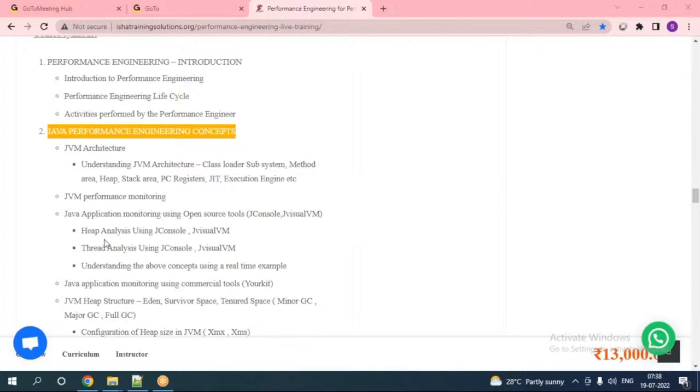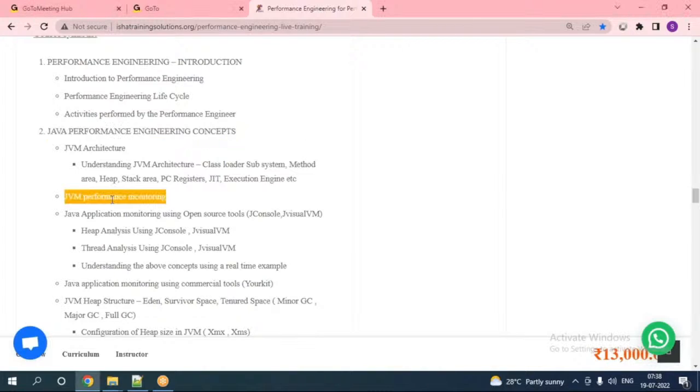And then JVM performance monitoring. These tools are very, very famous in the market and very important. We are going to learn each and every tool, and using the tool, what are all the metrics?